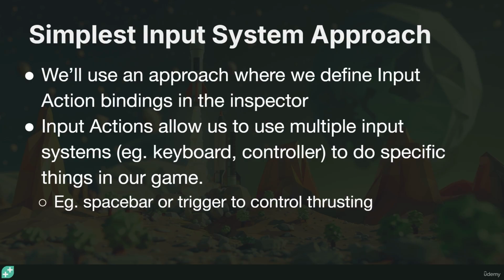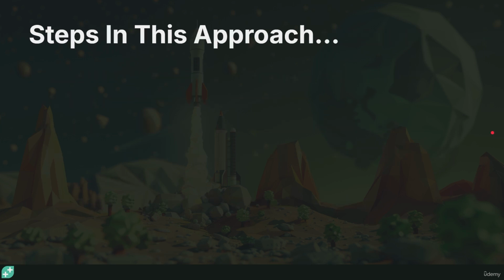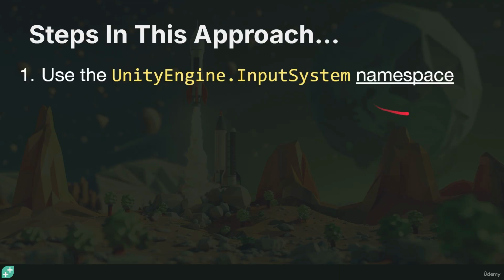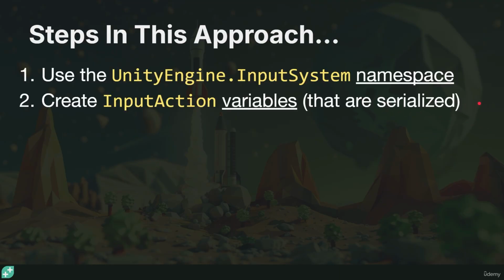So it's two different types of input going into this interface, which is our input system, and then the input system is being used by our code. We don't have to have a line of code for spacebar and a line of code for trigger and a line of code for mouse, etc. And so what are the steps in this particular approach? Well, first of all, we need to use the input system namespace, which we did in the last lecture. We need to create input action variables and make sure they're serialized so we can see them in the inspector.